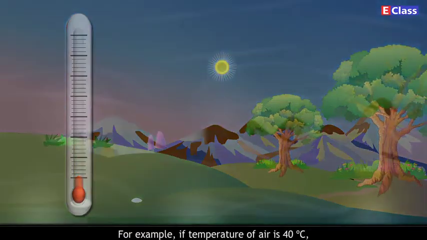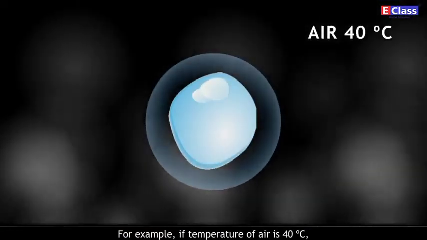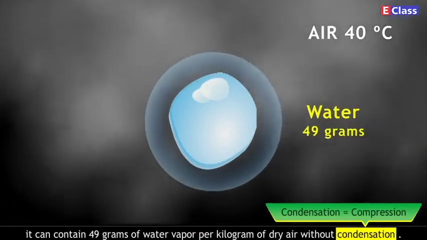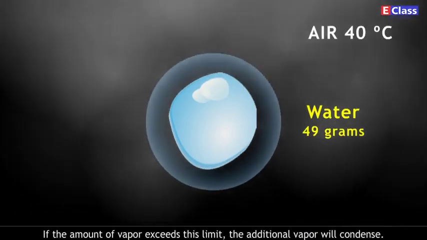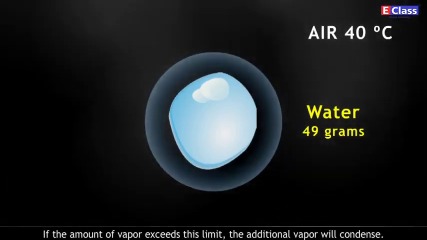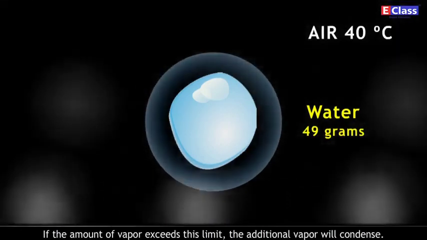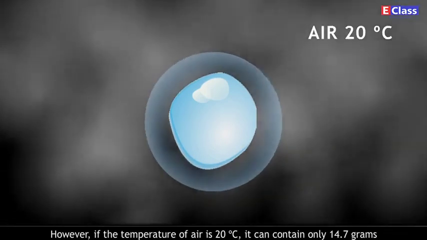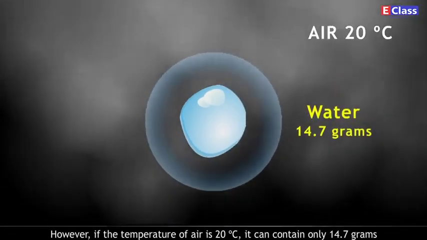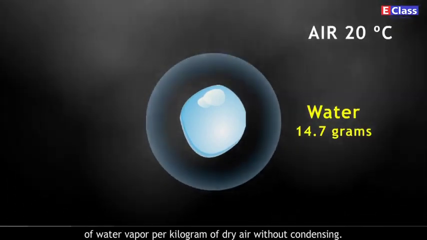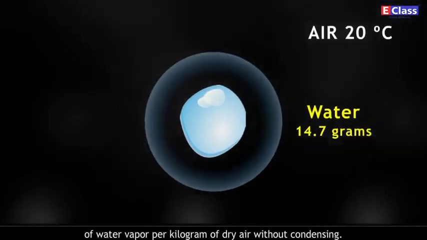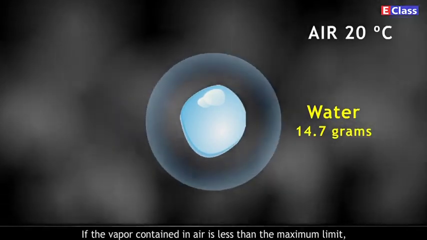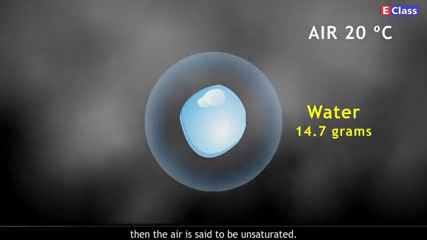For example, if the temperature of air is 40 degrees Celsius, it can contain 49 grams of water vapor per kilogram of dry air without condensation. If the amount of vapor exceeds this limit, the additional vapor will condense. However, if the temperature of air is 20 degrees Celsius, it can contain only 14.7 grams of water vapor per kilogram of dry air without condensing. If the vapor contained in air is less than the maximum limit, then the air is said to be unsaturated.